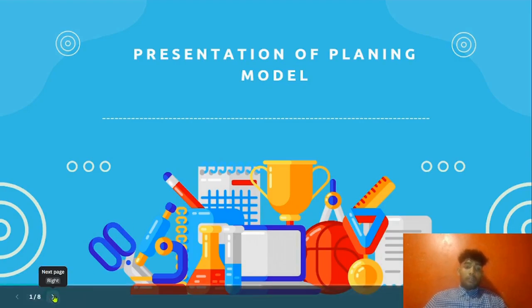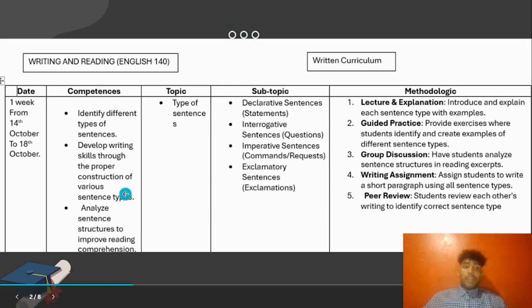Okay, I'm going to start with the first subject that I chose, which is Writing and Reading, English 140. This is based in written curriculums. The topic that I chose to teach the first week, because this lesson plan is only for 1 week, is types of sentences. The student will have three competences that they have to develop during the course.